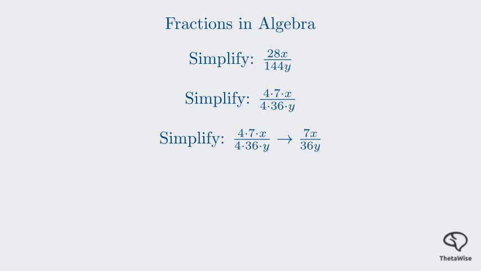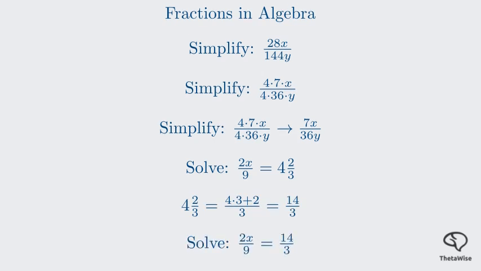Now, let's try solving an equation that involves fractions. We want to solve the equation 2x over 9 equals 4 2/3. First, let's convert the mixed number on the right side into an improper fraction. 4 2/3 is the same as 14 over 3. So our equation is now 2x over 9 equals 14 over 3.